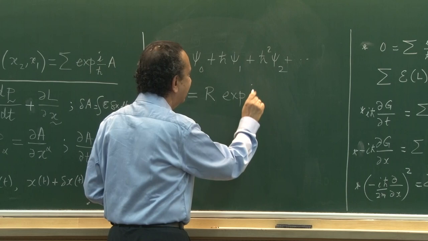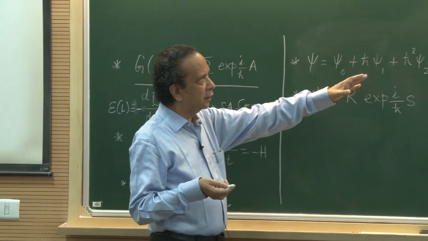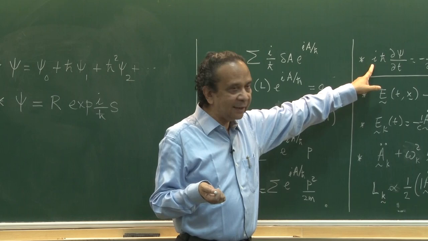The phase I will write as something upon h cross times S. This is coming from our picture that the amplitude itself is like this. So, when you are doing that solution, this is not approximate. This is a wave equation. It is a complex equation. It is a wave equation for a complex function psi. There is an explicit i sitting here. So, it is a complex equation.